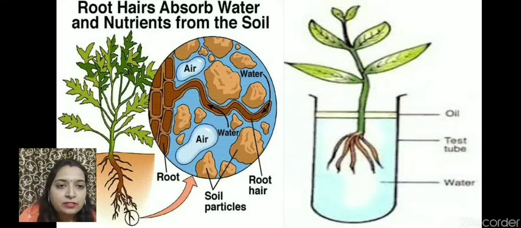Now children, as you are seeing in this picture, one beaker is there and one plant is there. This is also one activity which shows the second function of plant root. What was the second function of plant root? That root absorbs water and minerals from the soil. So here you can show that root absorbs water.